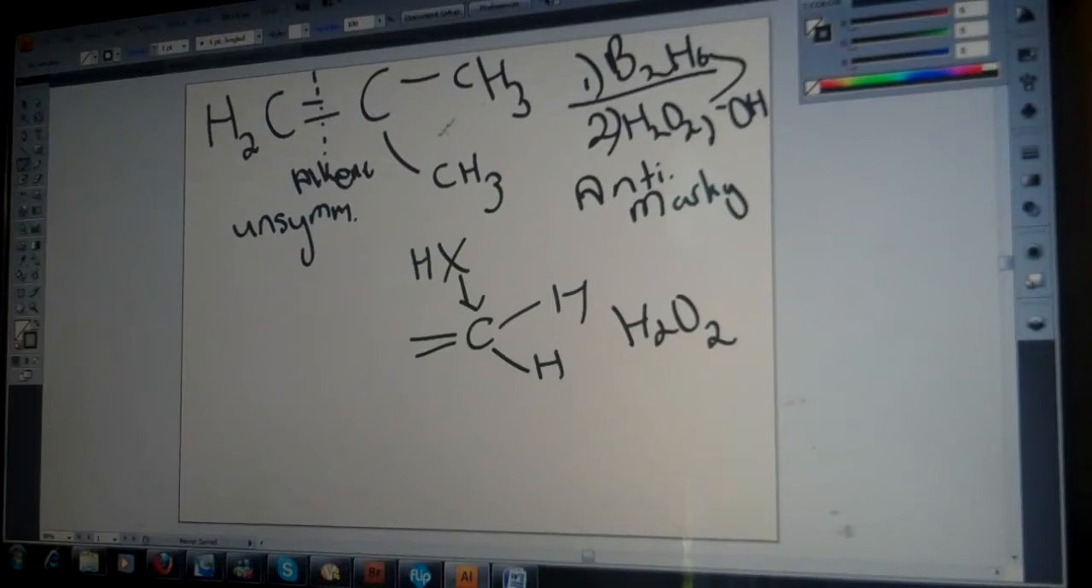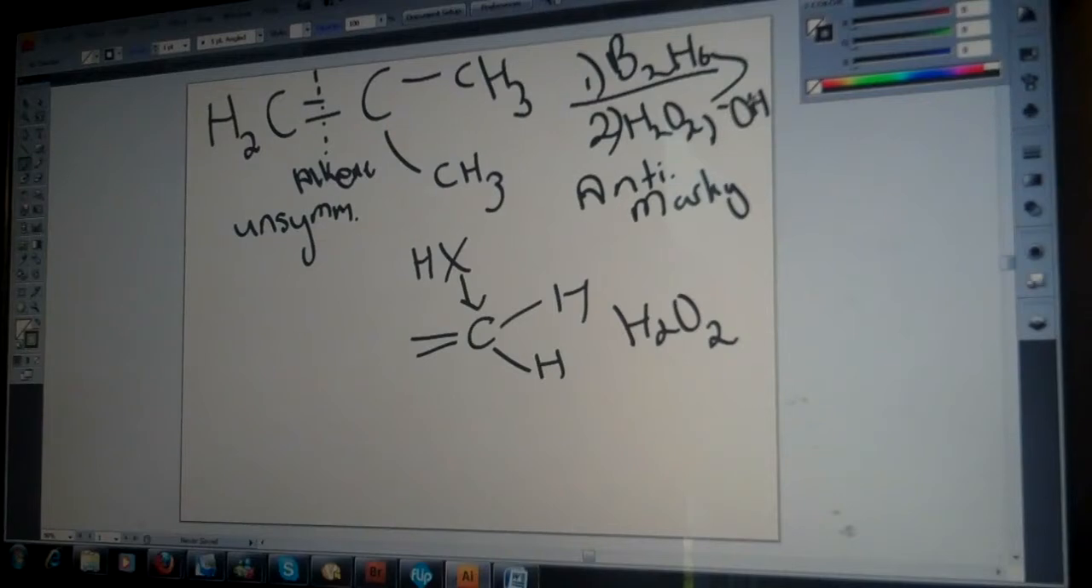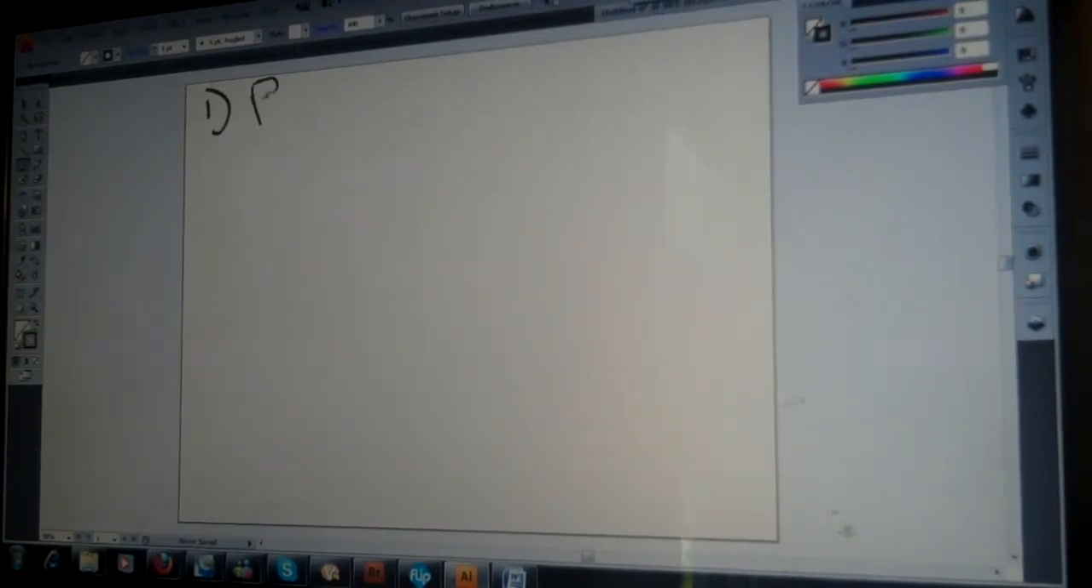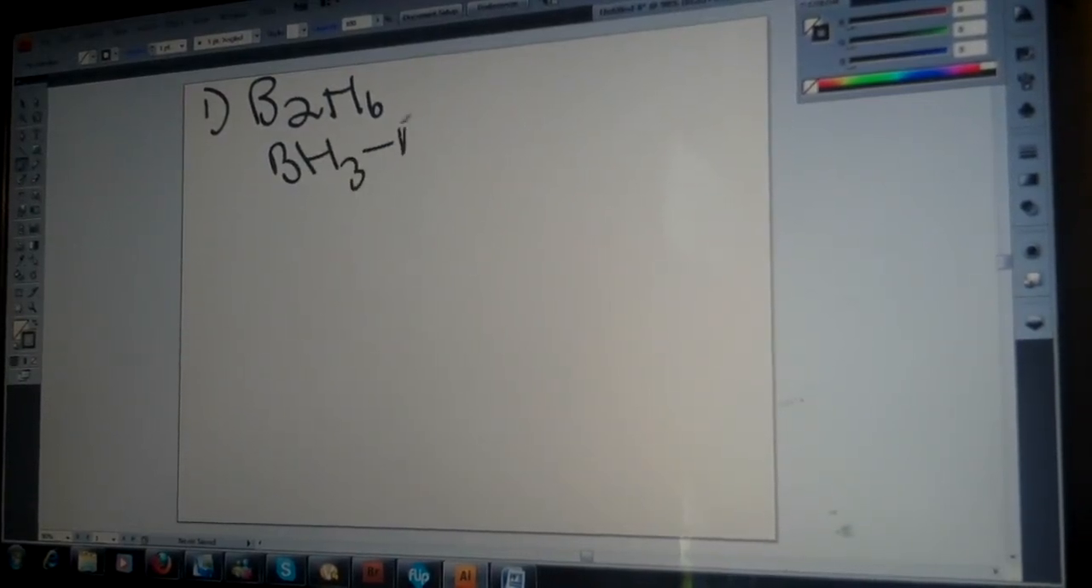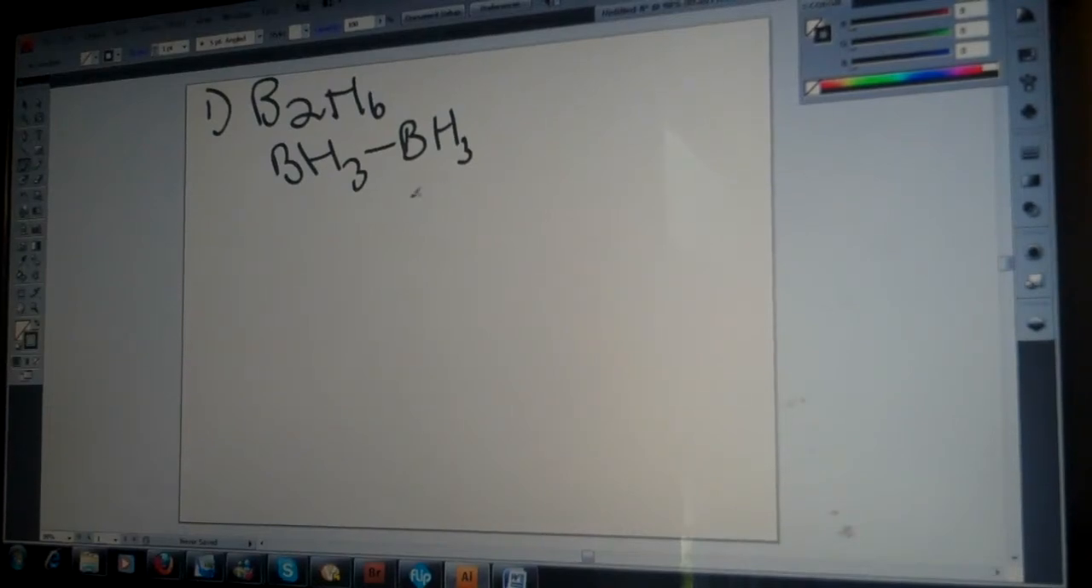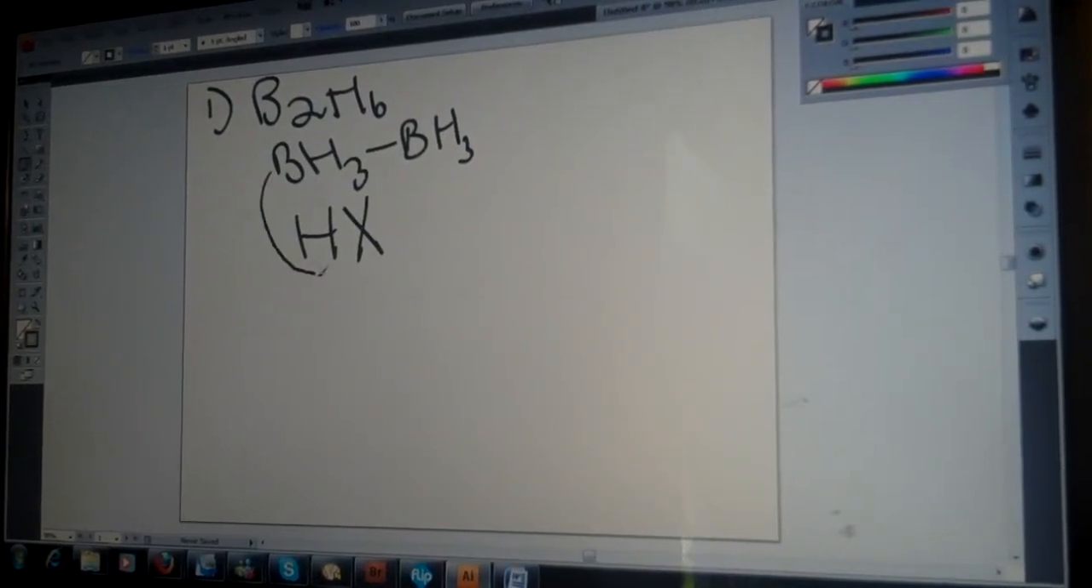So for this question, let us get into how we're going to do anti-Markovnikov with B2H6 and a hydroxy group. So this is the peroxide present that justifies that this is anti-Markovnikov. So let's understand this a bit more. Step 1, you have B2H6. What you would do in this step is separate the B2H6, or break it up, into BH3, BH3. And because the Markovnikov or anti-Markovnikov rule takes place with a hydrogen halide, you have to get one of these BH3s to look like a hydrogen halide.